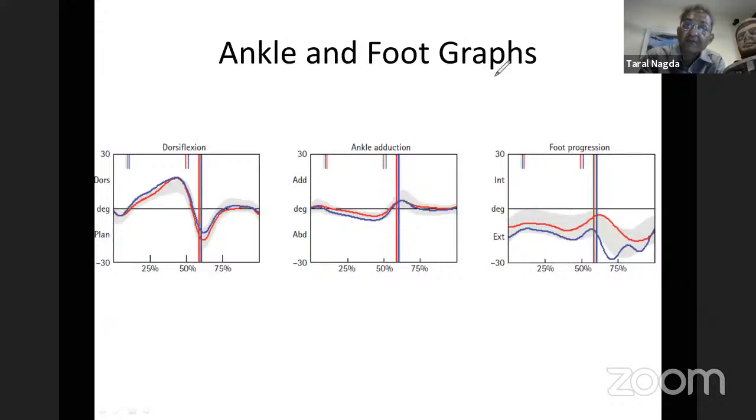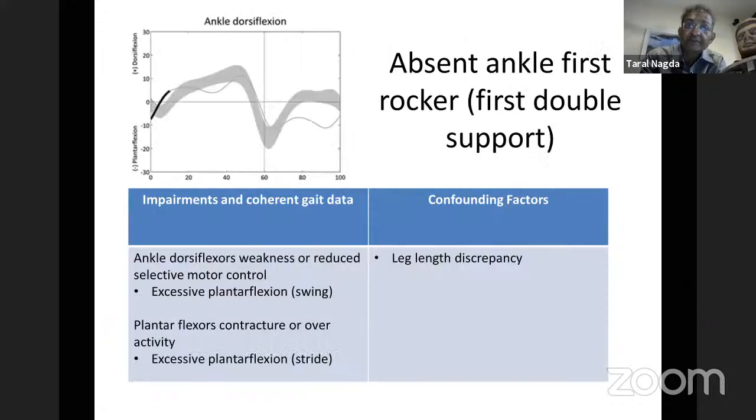So lastly, coming on to ankle and foot graphs. Ankle normally dorsiflexes in the mid stance phase, and there is rapid plantar flexion towards the end of the stance phase. Then for the clearance, the ankle goes back again into dorsiflexion. So it is a seesaw graph. Initial small plantar flexion, then dorsiflexion, then a big plantar flexion, and then coming back to neutral. So that's how it happens.